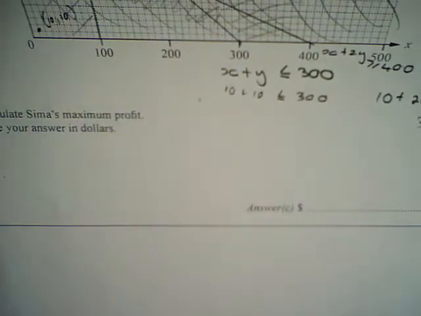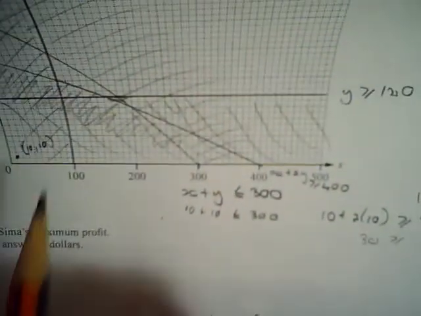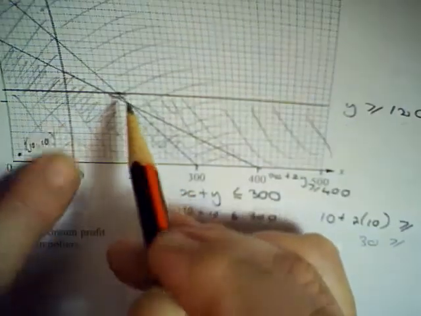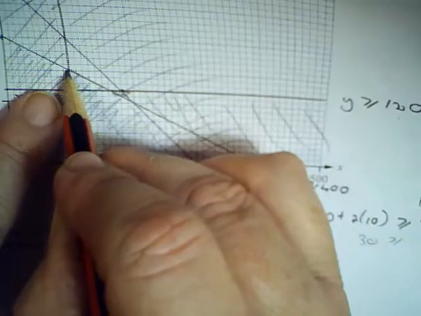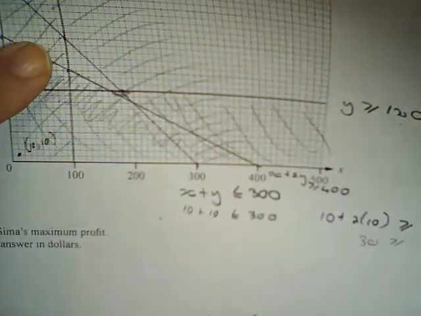Okay. So now they ask us to calculate Sema's maximum profit. Give your answer in dollars. So the maximum profit would be at some of the vertices. So I've got a vertex there. I've got a vertex there. I've got a vertex there. And I have a vertex there. So let's write those vertices.